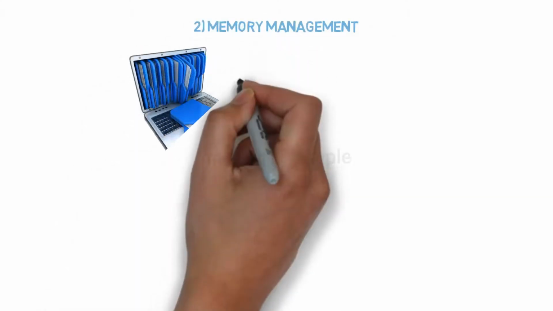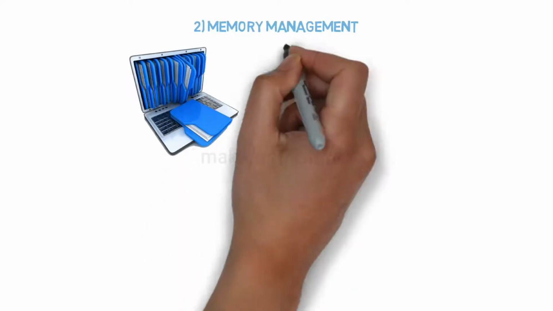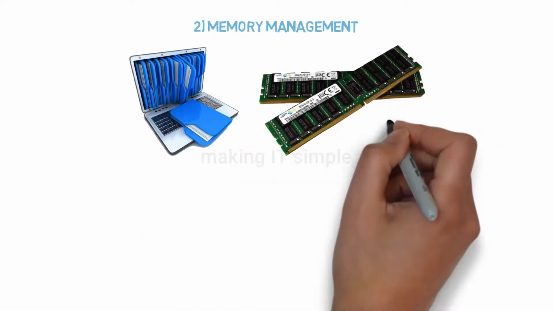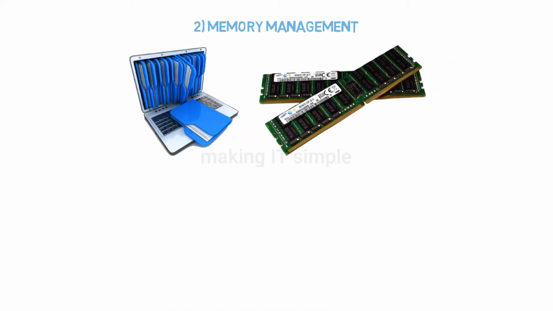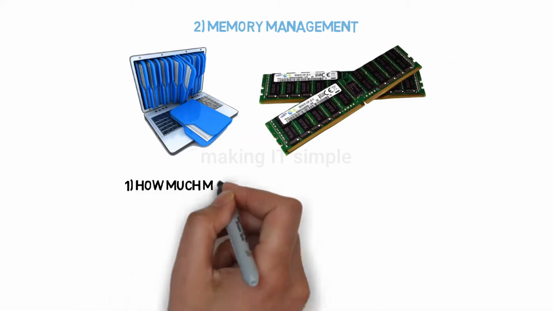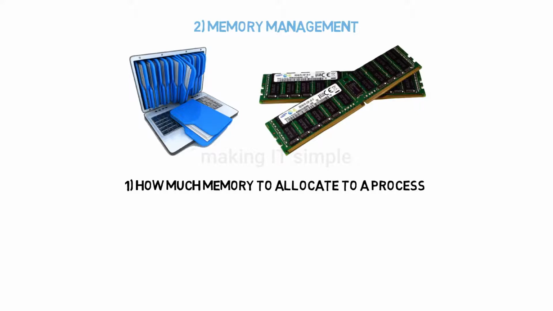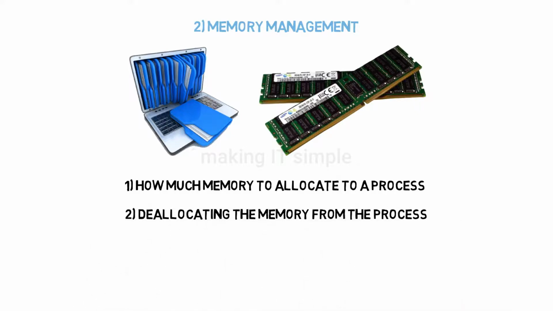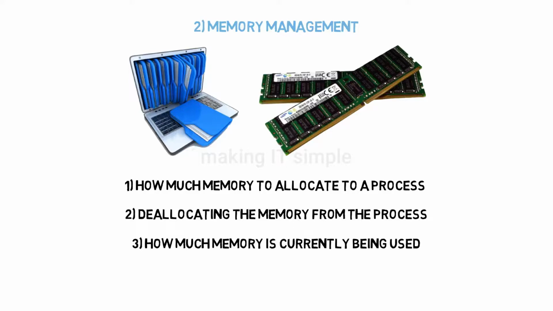Second one is memory management. For a program or process to get executed it requires memory. The primary memory or main memory is used here, that is RAM, random access memory. So, how much memory is to be allocated to a process? Or, when to deallocate the memory from the process? Or keeping track of how much memory is being used and how much memory is free. This all is managed by the operating system.